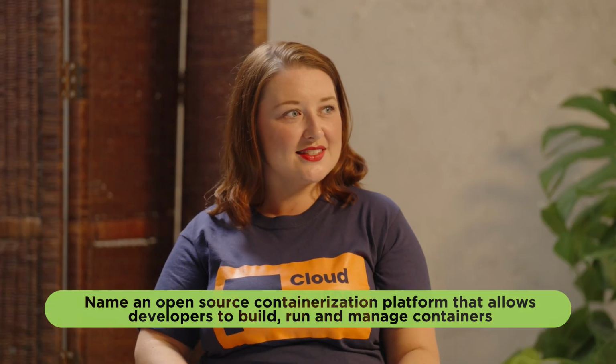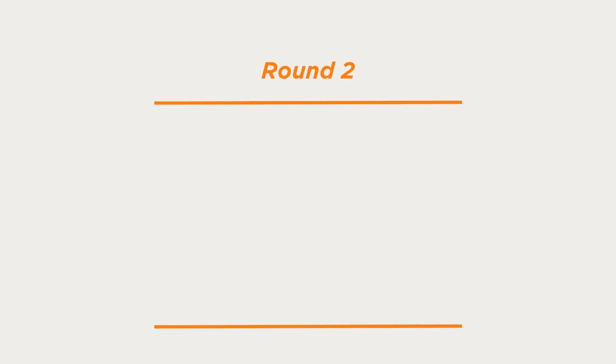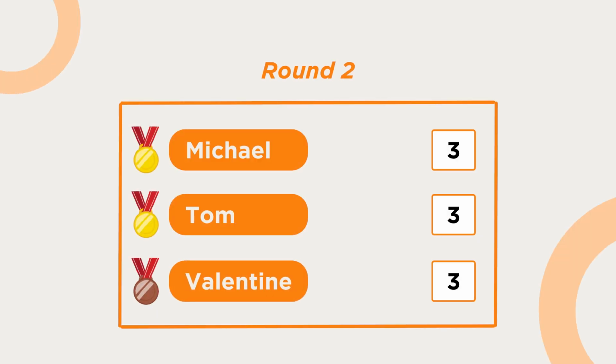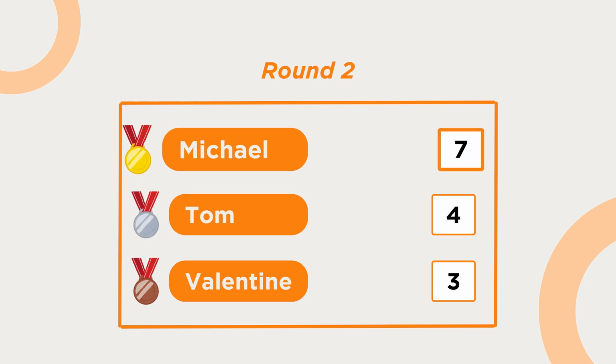Oh, that was intense. Okay, at the end of our buzz round, the scores on the doors are: Val has 3 points, Tom has 4 points, and Michael has 7 points.